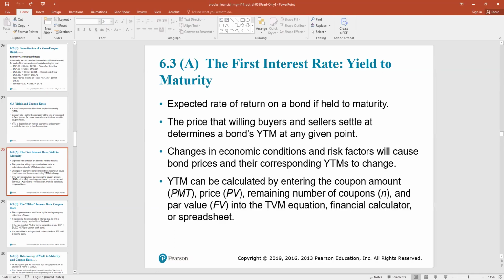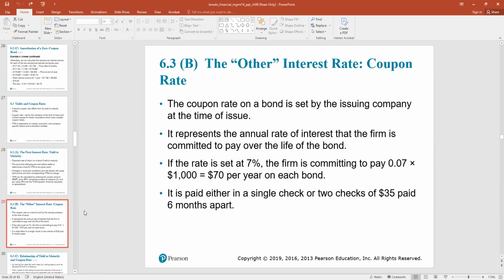YTM can be calculated or estimated using the RATE function in Excel, if the PMT, present value, and the face value are available. And of course, you can use the financial calculator too.